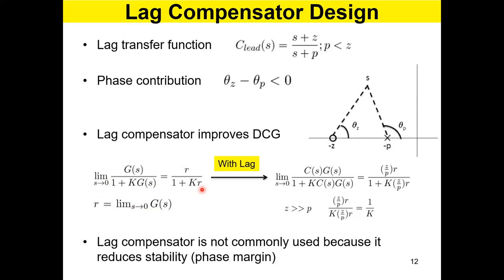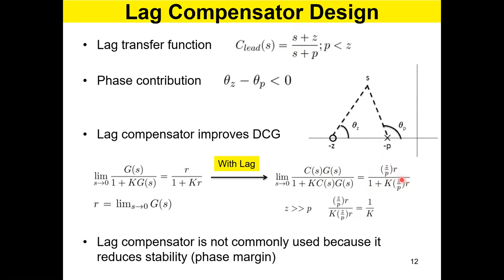But now with the compensator, it becomes like this, because now the compensator goes wherever the transfer function goes, open loop, G(s). So it is all both together now, C and G, here and here. Now as S goes to zero, this compensator becomes Z over P. Right, if you look at the compensator, as S goes to zero, it is simply Z over P. So with the compensator, the DC gain is Z over P R over 1 plus K Z over P R.